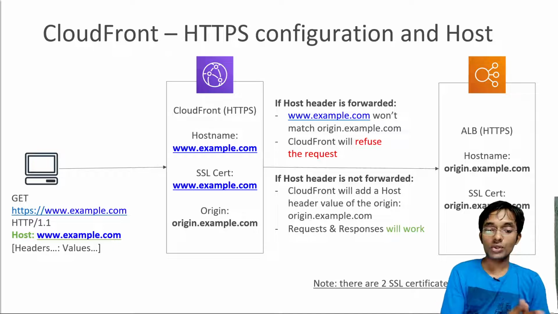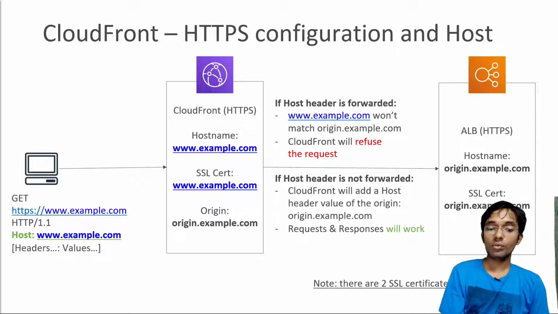So what you have to do is to configure CloudFront not to forward the host header. In this case, CloudFront will automatically add a host header value of the origin, which is going to be the correct one, origin.example.com here. And now the requests and the responses will work in this example. So hopefully that makes sense. It's a very tricky example, and it's going to get even trickier in the next slides.